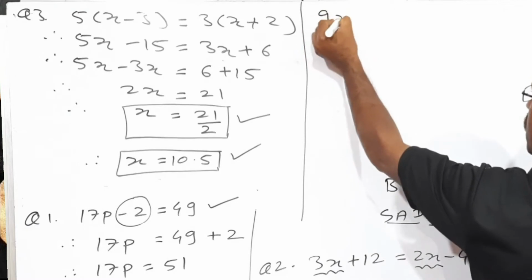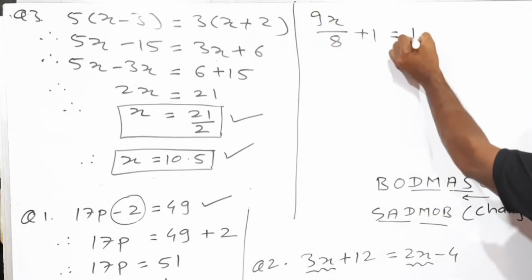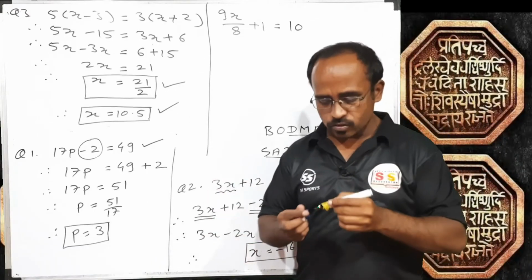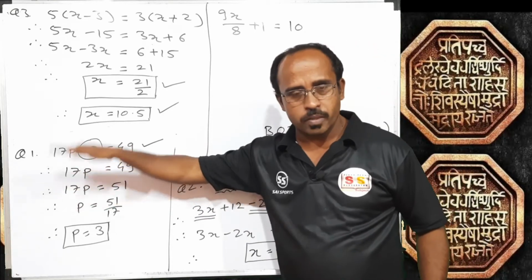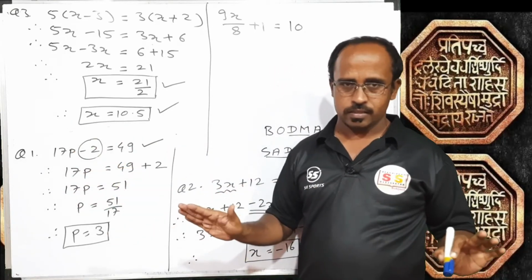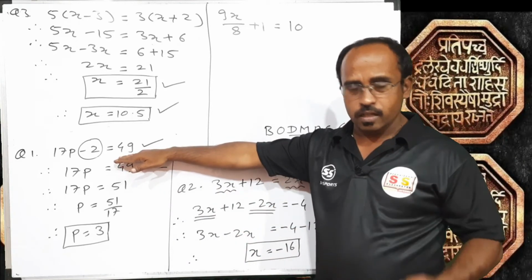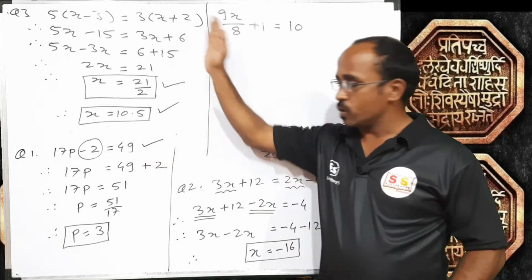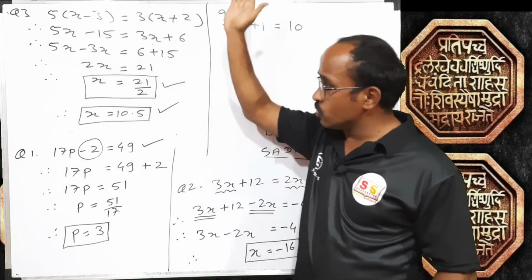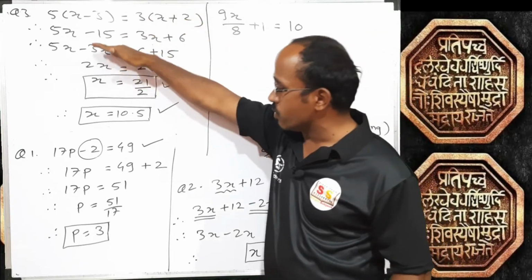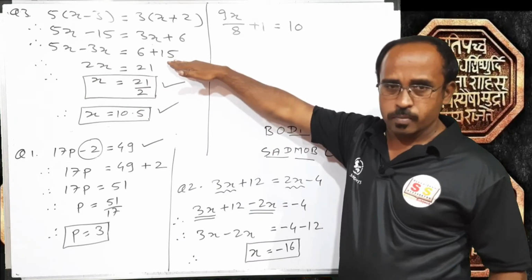9x upon 8 plus 1 is equal to 10. Students, once again, we can solve this kind of problem where there is no denominator, no bracket, nothing. So whenever this kind of problem is not there, we have to convert the given problem into this kind of problem. Here a bracket was there, we solved the bracket, so automatically the equation was converted into this kind of problem: 5x minus 3x is equal to 6 plus 15.